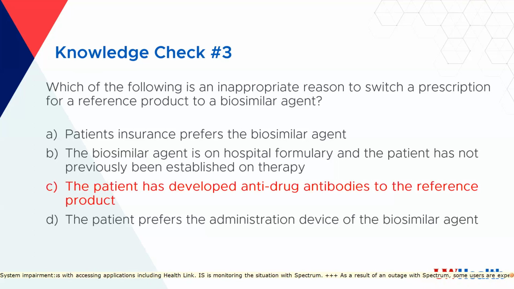All right, so I saw a couple different answers come through, so maybe it's a little bit trickier of a question. The inappropriate reason to switch would be C. If a patient has anti-drug antibodies for the reference product, we would expect those same antibodies to be active against the biosimilar, so it would be inappropriate to switch to the biosimilar. In this case, patients should be switched to an alternative agent.